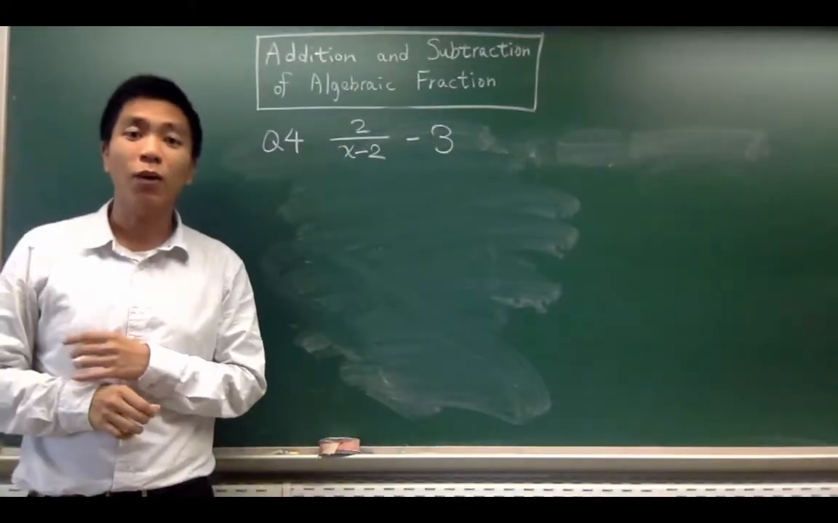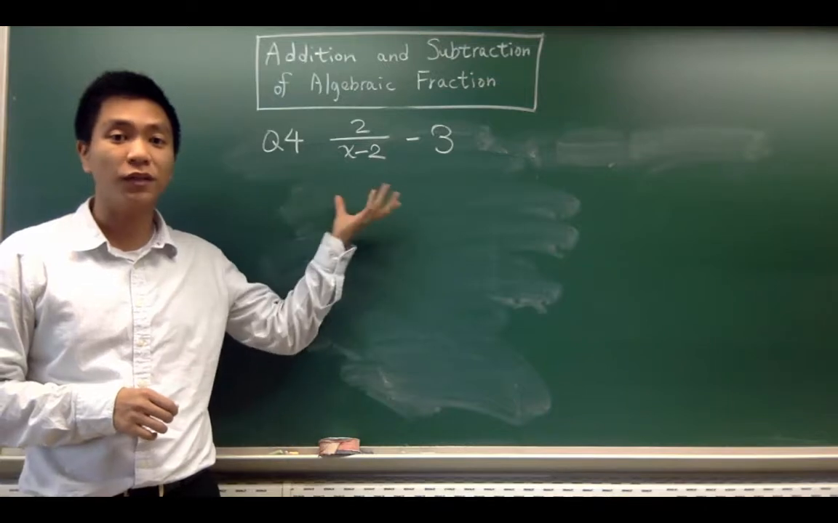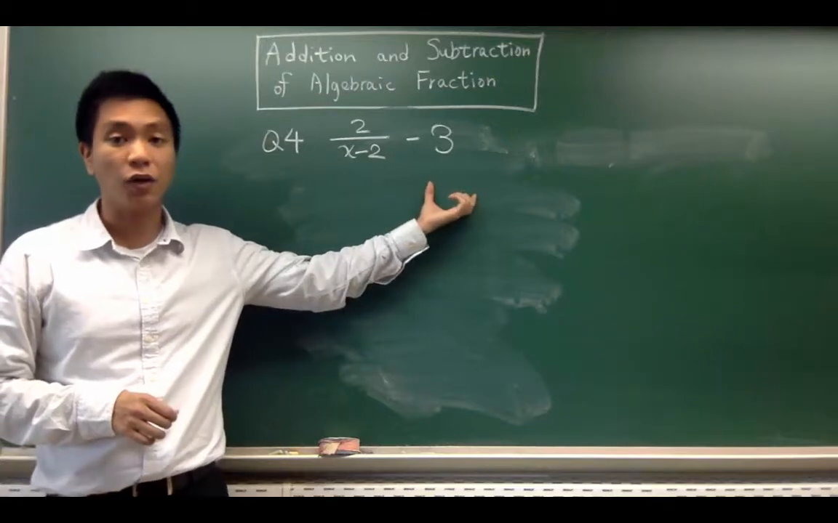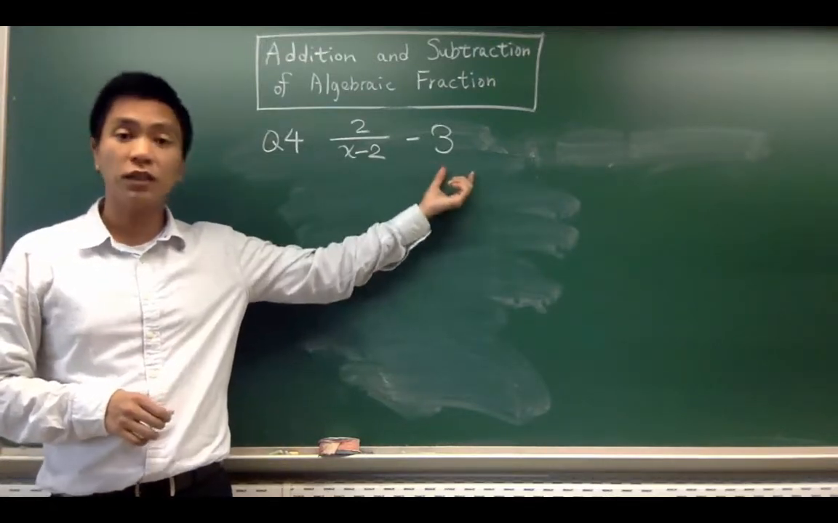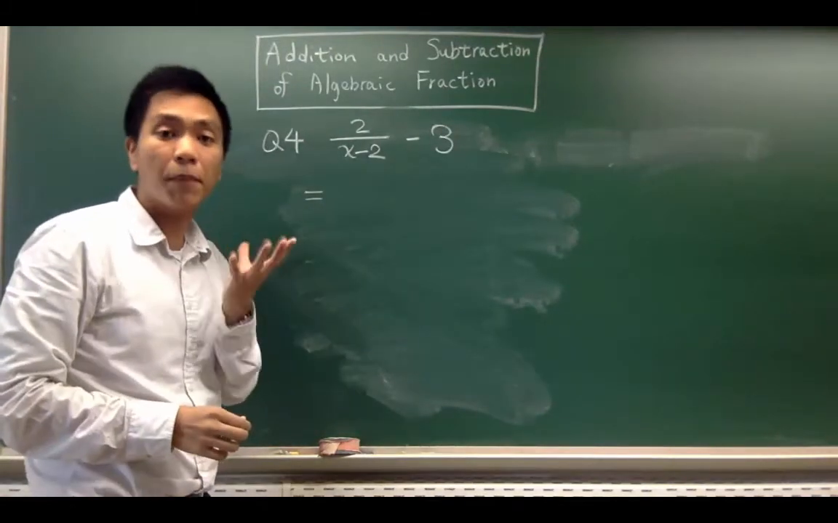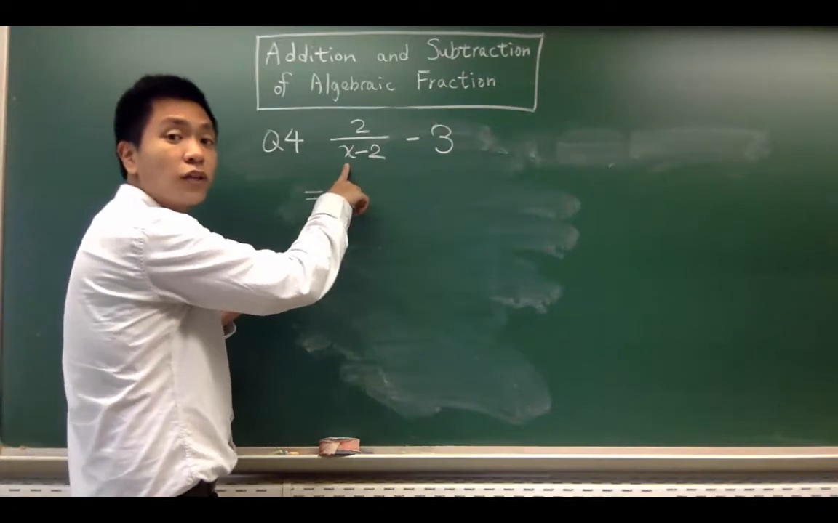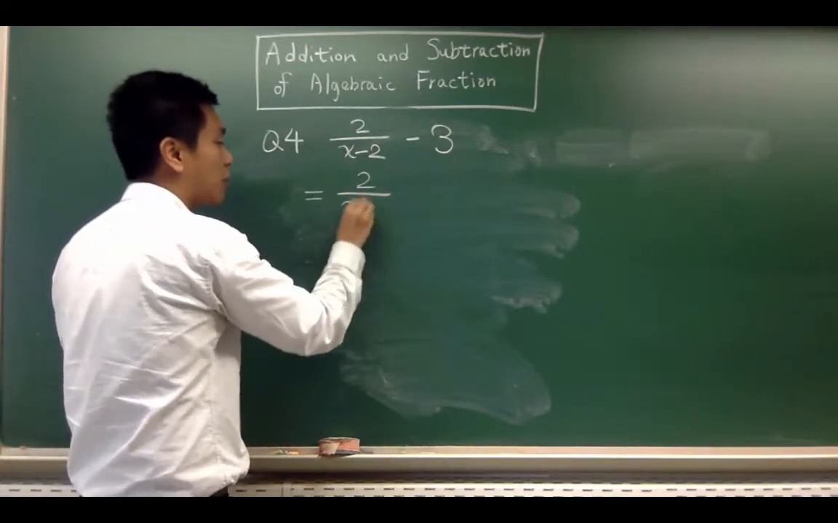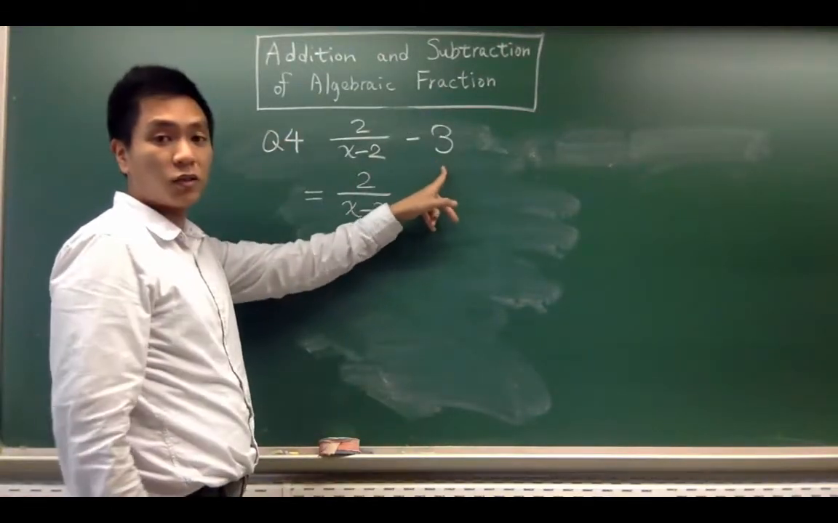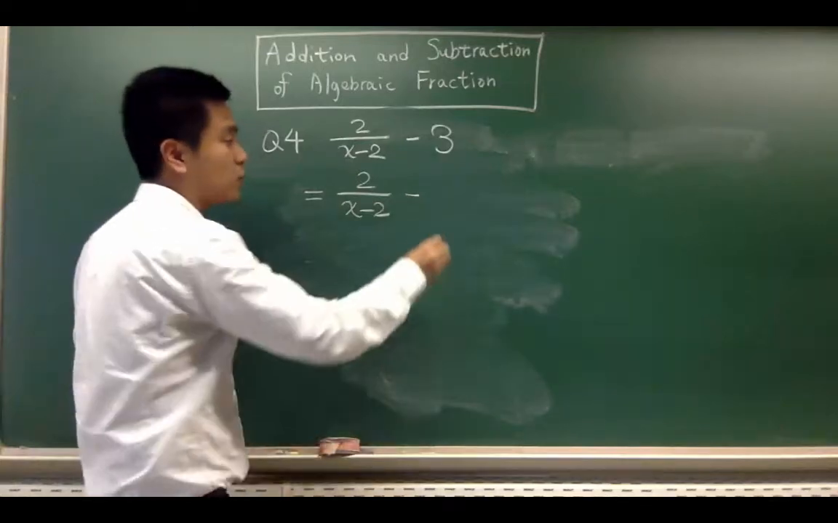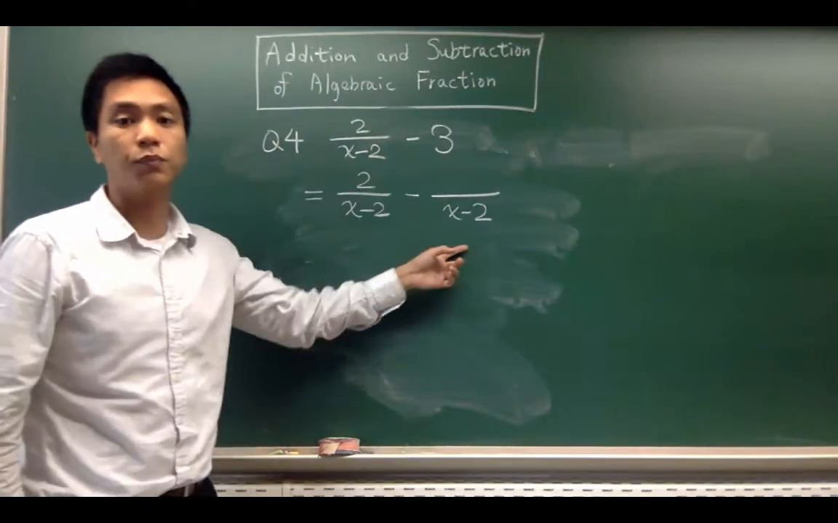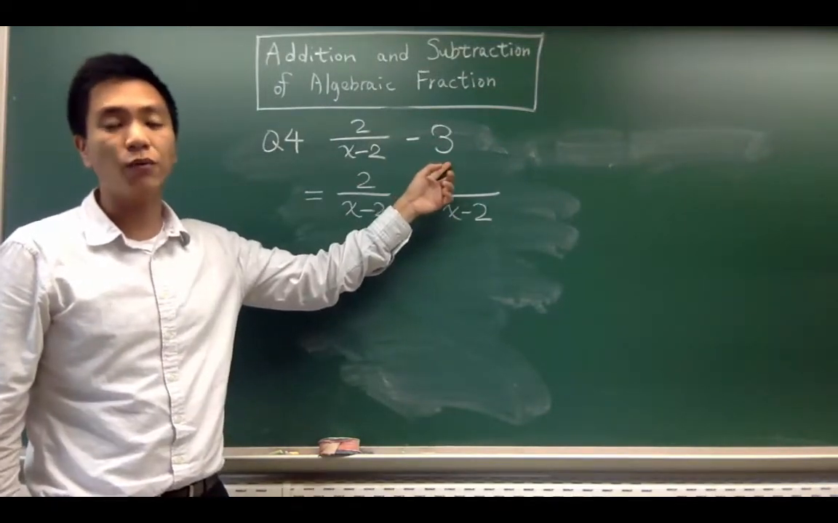Okay, we look at one more example. This is question number 4. The question is 2 over x minus 2 and then minus a constant, 3. So there's a constant here. What should I do? First of all, we have to use the common denominator. For this fraction, we can just write down the same thing, 2 over x minus 2. But for this constant, we still want to have the same denominator, that means x minus 2. Same denominator, so 3, how to change it?